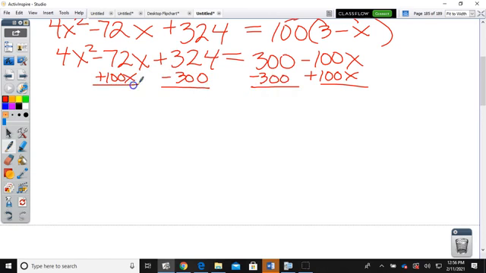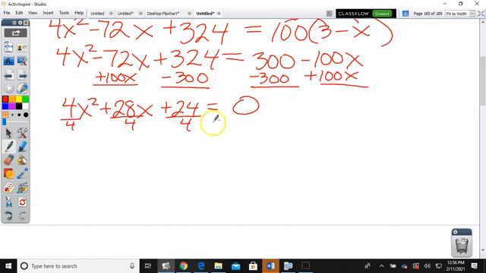And that at least gets my numbers to be a little smaller. So 4x squared plus 100 minus 72. What is that? 28x plus 24 equals 0. What can I divide everything by? 4. That makes things way easier. x squared plus 7x plus 6 equals 0.